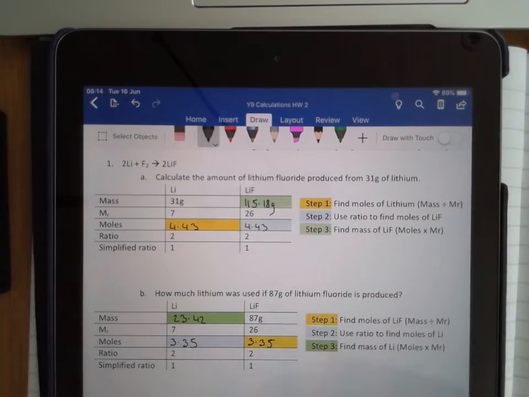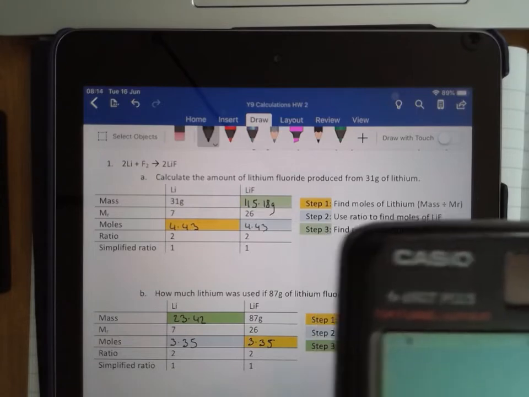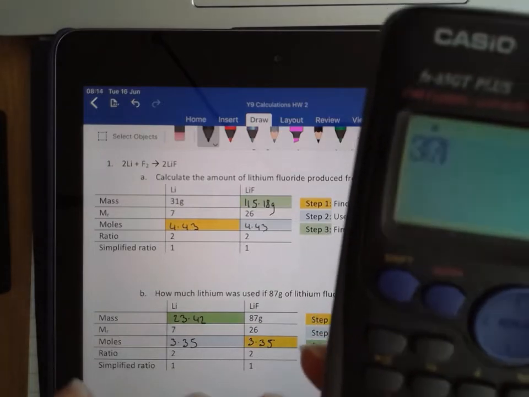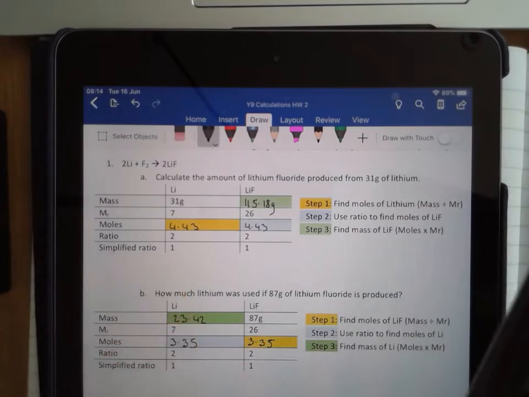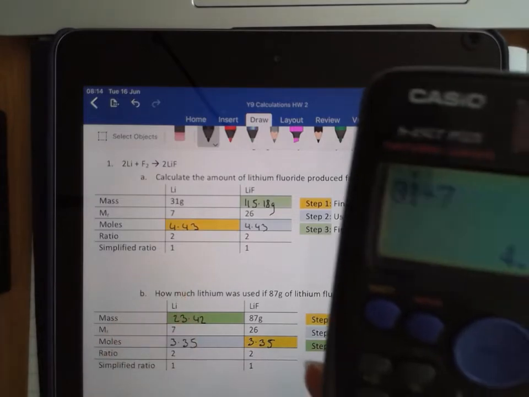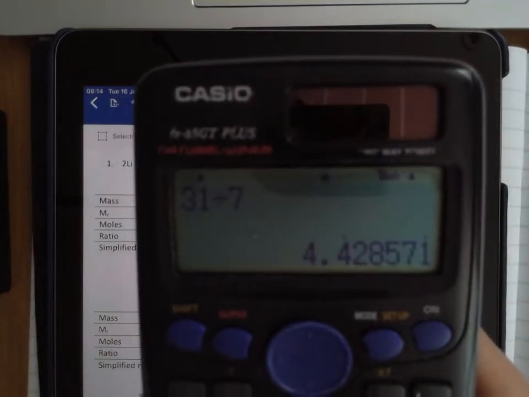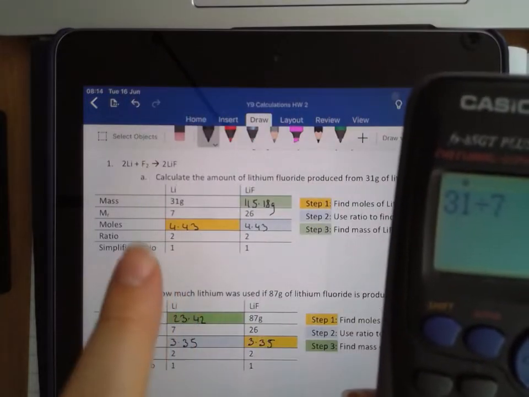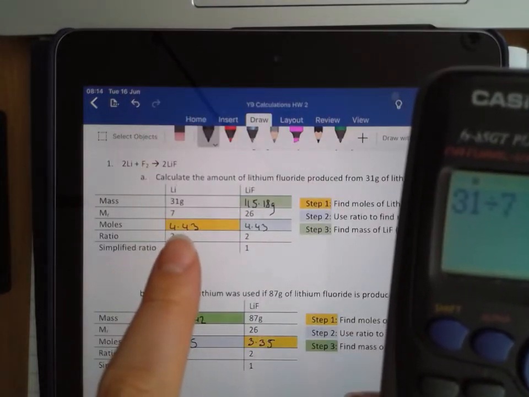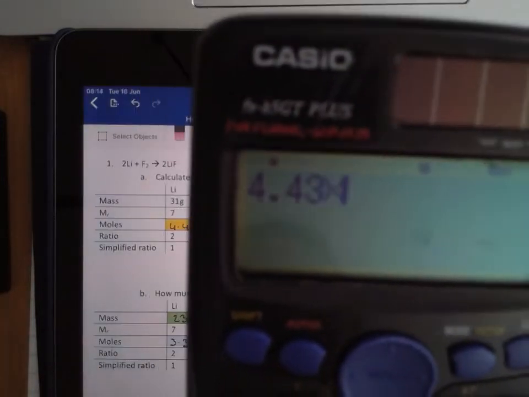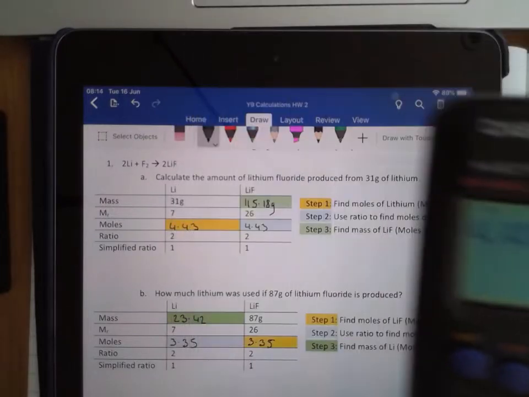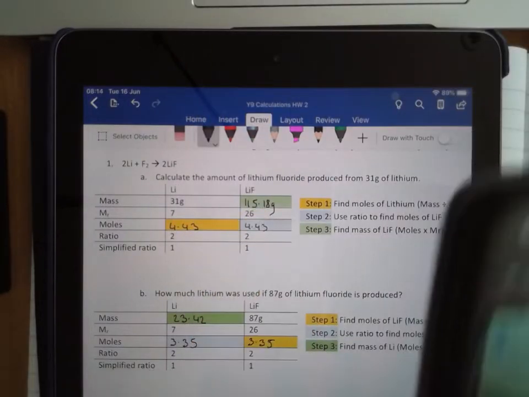Can I just point out at this point that when I'm doing this on my calculator, so when I do 31 divided by 7 to fill in that first box, I get an answer of 4.428571. Okay, I've rounded that to 4.43. And then when I've done this calculation, I've cleared my calculator and I've done 4.43 times 26, which is how I get an answer of 115.18.